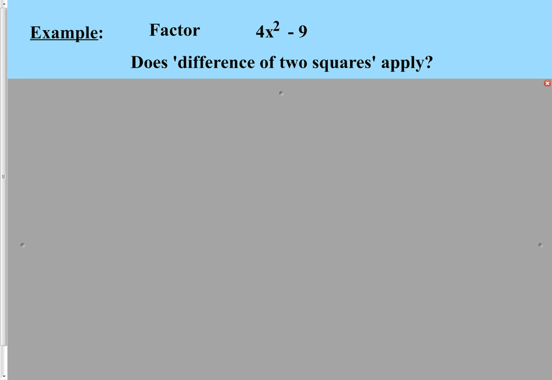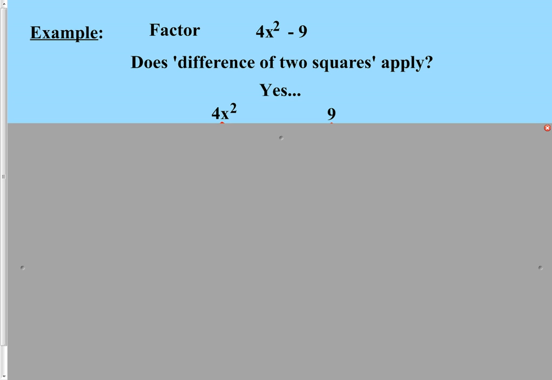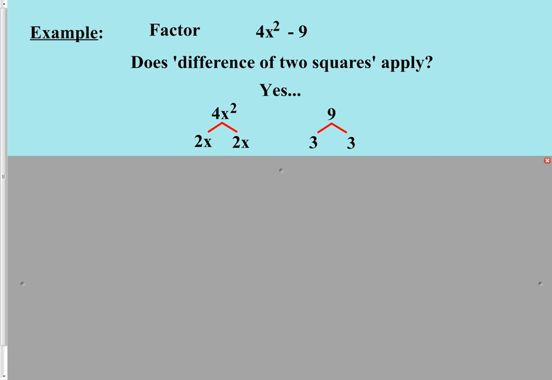So the question is, can we take the 4x squared and make that some term times itself? Can we take the 9 and make that some term times itself? And the answer is yes, both of those can apply. So 4x squared, what times itself is 4x squared? Well, obviously 2 times 2 would get us the 4, and x times x would get us the x squared. Over there with the 9, what times what? Well, 3 times 3.